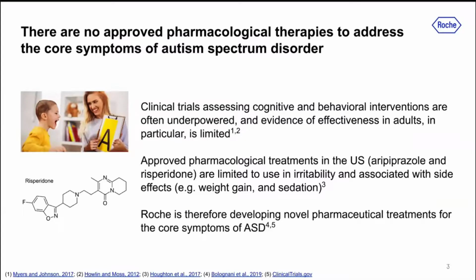Although there is no pharmacological treatment for the core symptoms of autism, there are cognitive and behavioural interventions which have been used for that, but the trials have often been underpowered and the evidence that they're effective in adults has been limited. There are pharmacological treatments for irritability in autism, so not for the core symptoms, but they are associated with side effects such as weight gain and sedation. So for this reason, Roche is trying to develop novel pharmaceutical treatments for the core symptoms of autism.